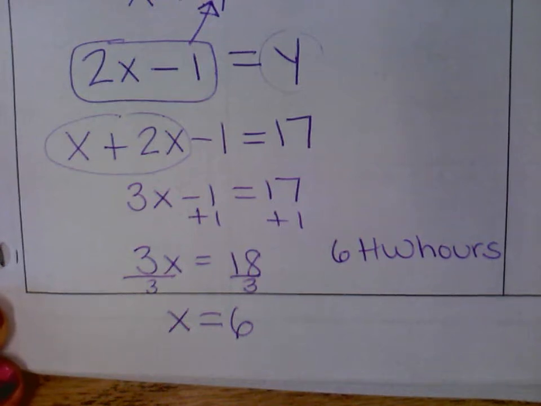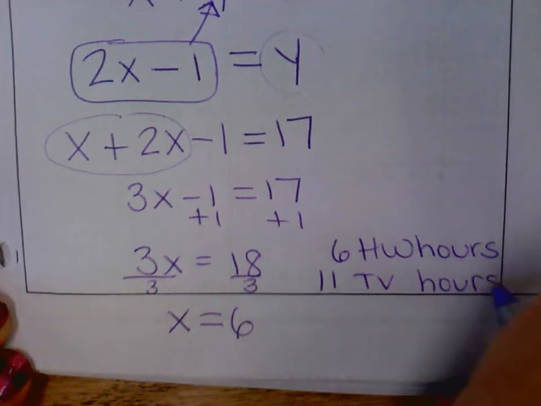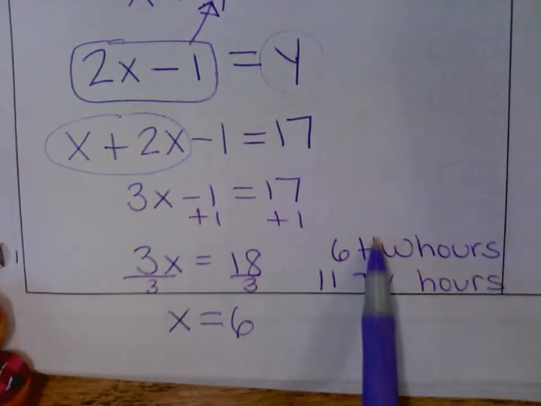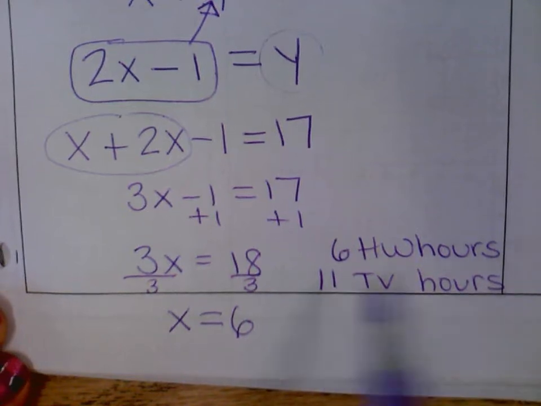How did you get that? Because they have to add up to what? 17, so 11 TV hours. Does that make sense? It says twice the number of homework hours, that would be 12, minus 1 is the number of TV hours, so it does work.